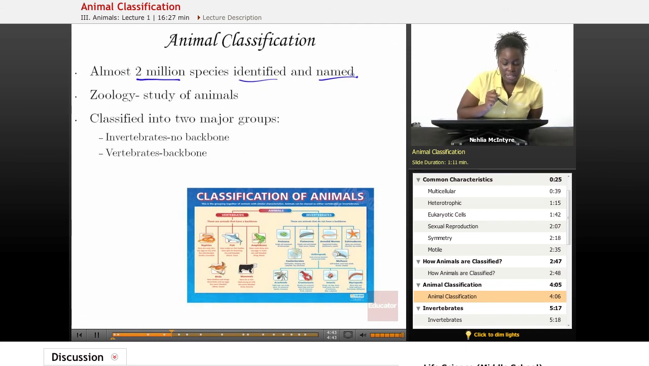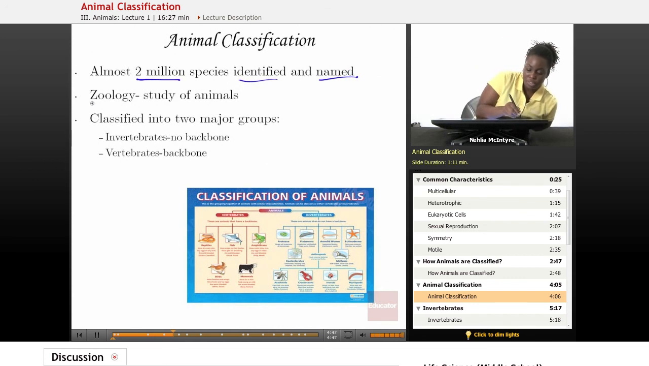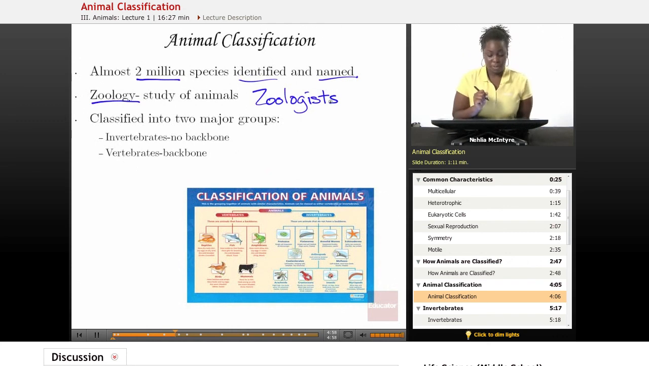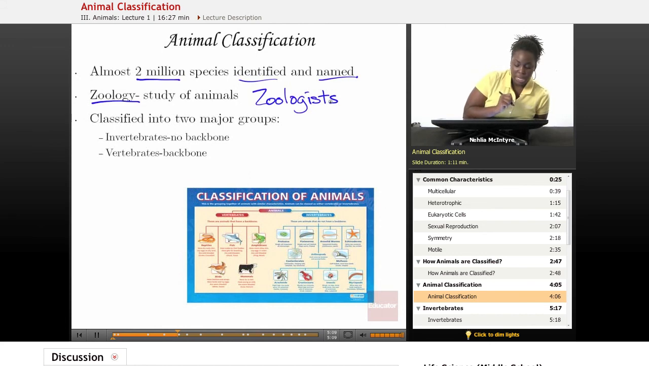Now, the type of science that actually studies animals is called zoology. And so a zoologist would be a scientist who studies animals. Zoologists can work in zoos. That's where they get that word zoo from. And they can work in all different fields of science, but their main study is the study of animals and their environment. All animals, again, are classified into two major groups, the invertebrates and the vertebrates.